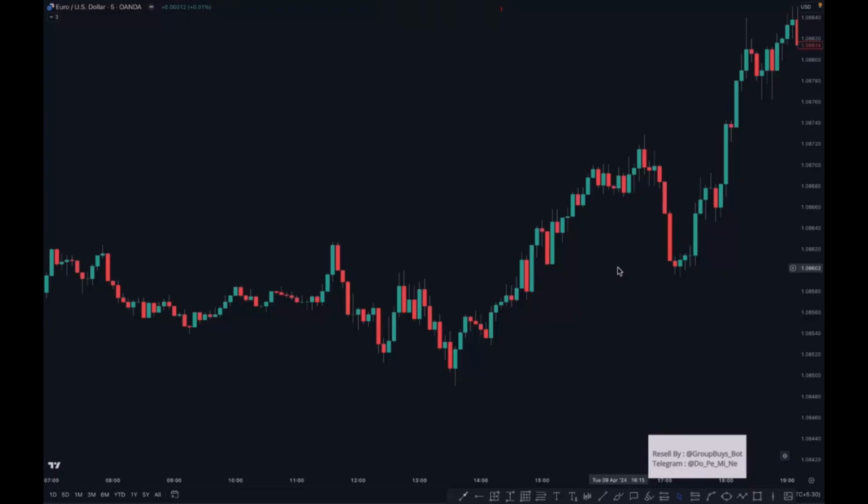Okay, so this is our chart here. You can see this is a 5-minute chart, EUR/USD. You can use any time frame. This is not applicable only to 5 minutes. You can apply it everywhere, like 5 minute, 15 minute, 1 hour, daily, weekly, monthly, any time frame. You need to follow the same thing.